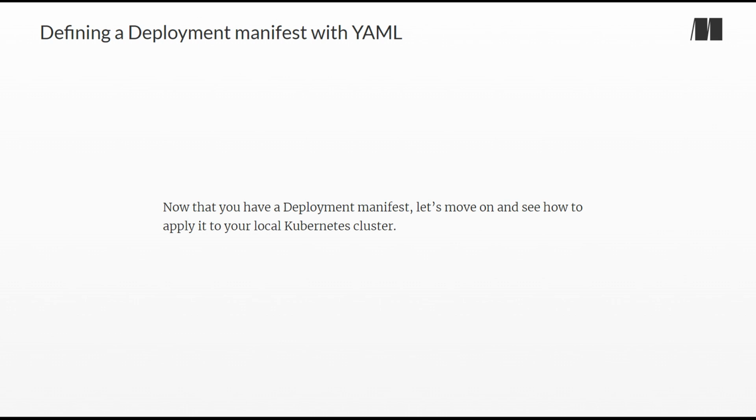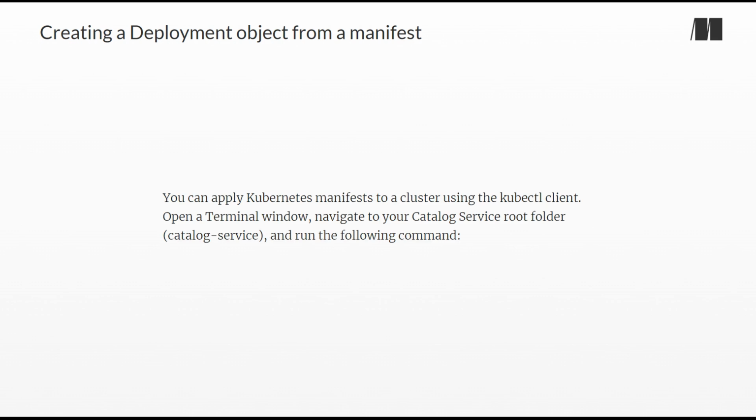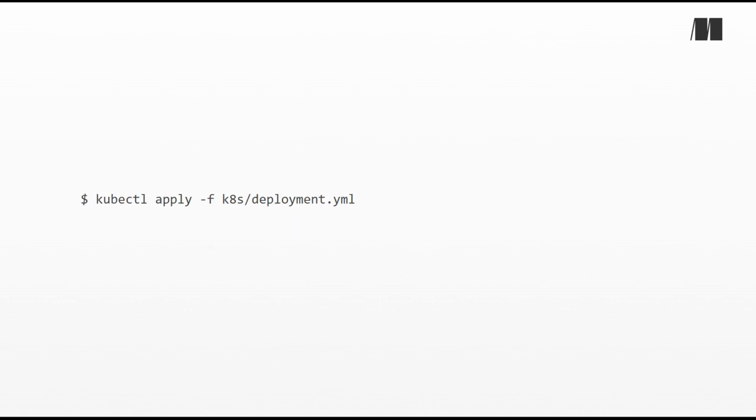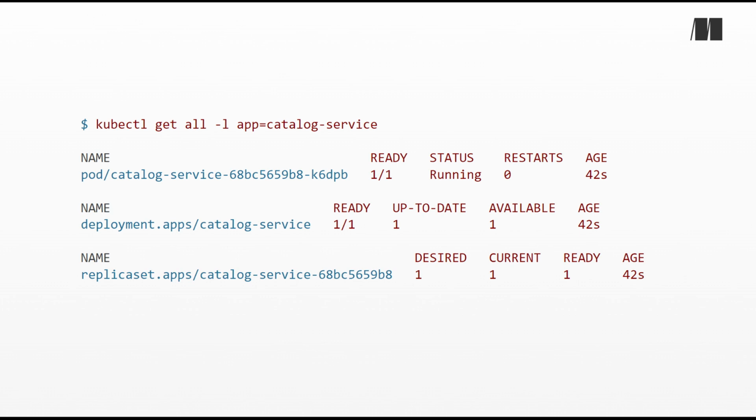Now that you have a deployment manifest, let's move on and see how to apply it to your local Kubernetes cluster. Creating a Deployment object from a manifest. You can apply Kubernetes manifests to a cluster using the kubectl client. Open a terminal window, navigate to your Catalog Service root folder, catalog-service, and run the following command. See this code. The command is processed by the Kubernetes control plane, which will create and maintain all the related objects in the cluster. You can verify which objects have been created with the following command.